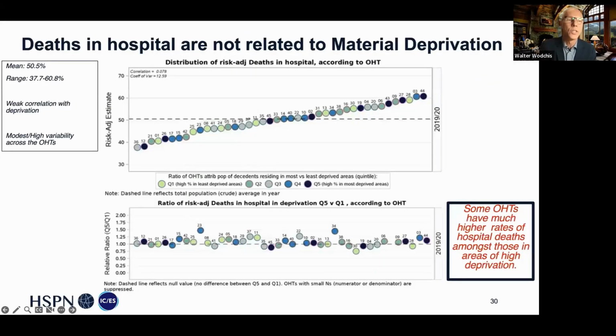And here's another one actually that is not super strong. Deaths in hospital are not very strongly related to material deprivation either. In this graphic, we're showing the proportion of deaths that happen in a hospital for each of the OHTs. And the OHTs are colored by the proportion of the population that are living in the most deprived areas. So the darkest blue are the OHTs in the top quintile with the most deprived patients. And you see they actually appear all the way across here, from relatively low deaths on the far left side to high proportions of deaths in hospitals. You can find this on our end-of-life specialty report on our website.